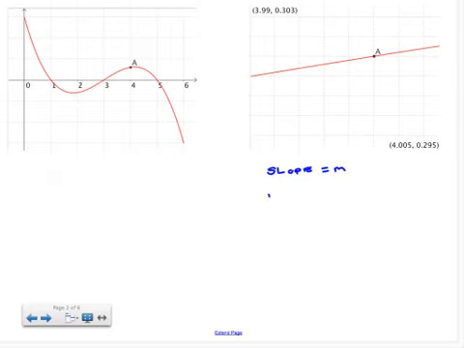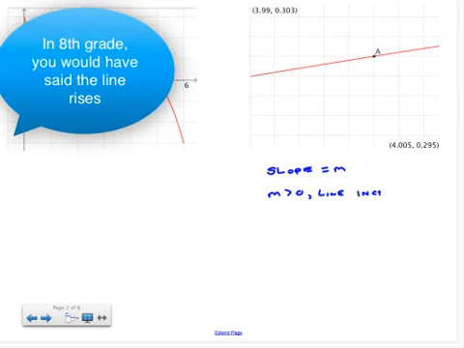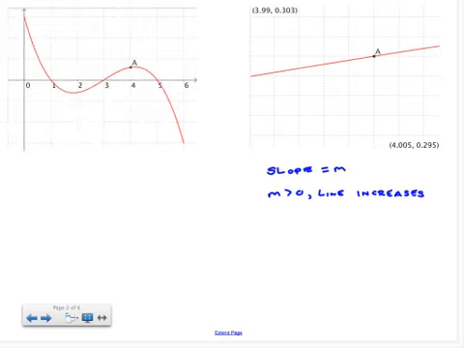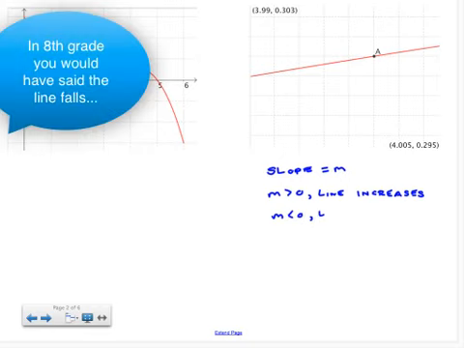Now, we know that if M is more than 0 for a line, then your line increases, which to us means the y values get larger as the x values get larger. Okay, as you move to the right, the y values get bigger. And we know that if M is less than 0, the line decreases, which means as the x values get bigger, the y values get smaller.